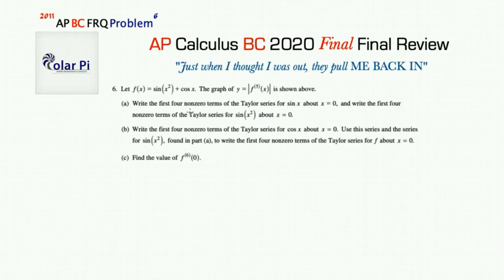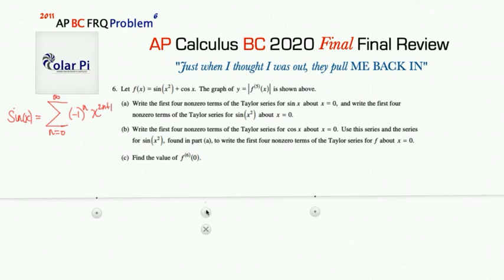A, it says write the first four nonzero terms of the Taylor series for sine of x about x equals 0. So it's saying the Maclaurin series for sine x, and write, using it, the Maclaurin series for sine of x squared. Now, e to the x Maclaurin series, you should have memorized, and sine of x as well. If you're not cool, well, I suppose you could use the definition of the Taylor series to come up with it. But you should know that it's the sum from n equals 0 to infinity of negative 1 to the n, x to the 2n plus 1, divided by 2n plus 1 factorial.